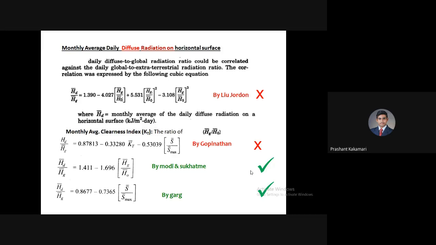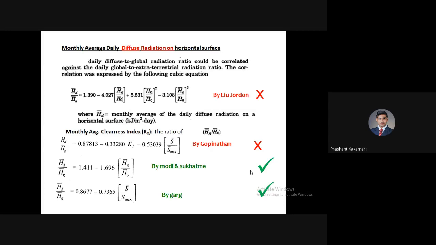One more relation is by Garg, with just a change in the decimal points and ratio: 0.8677 minus 0.7365 S bar by S max bar. When you have the values of sunshine hours for a given day, or the average sunshine hours for a given month, you can substitute and find the values of diffuse radiation on the horizontal surface for a given month, or you can find the global radiation on the horizontal surface for a given month. I hope the concept is very simple here, nothing else.